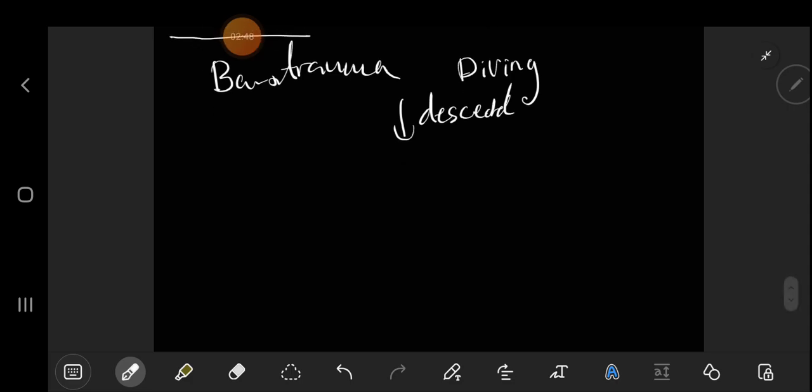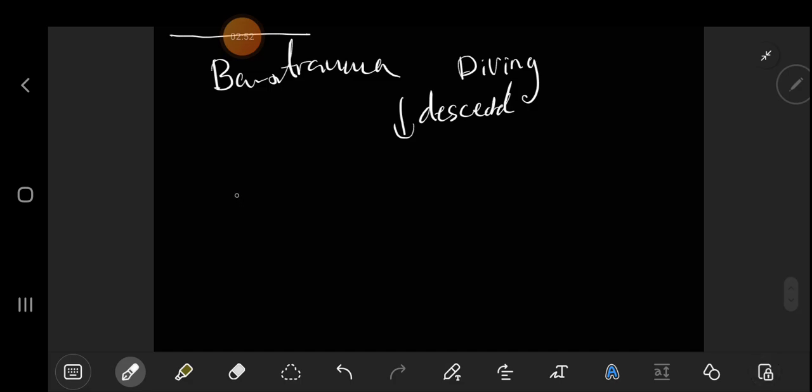So barotrauma, for example from diving, can cause, for example when the patient descends in diving, middle ear barotrauma because he doesn't open his Eustachian tube. The negative pressure can cause the rupture of the membranes. This is the inner ear barotrauma.